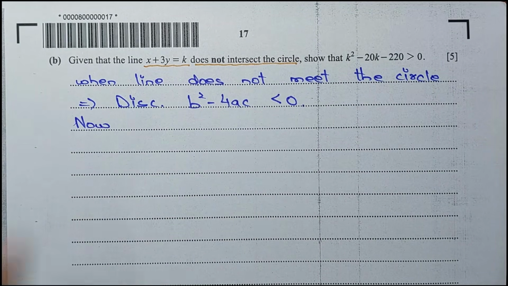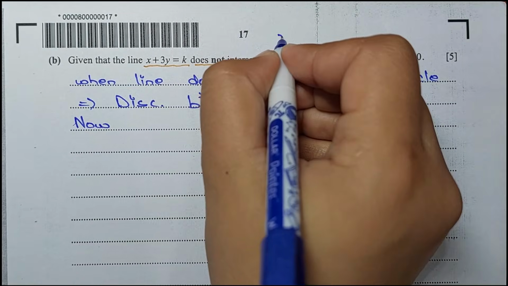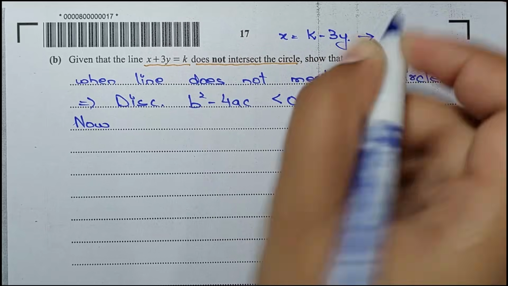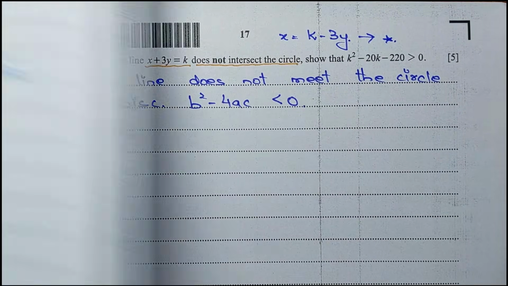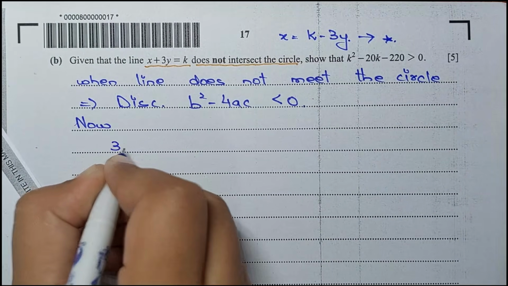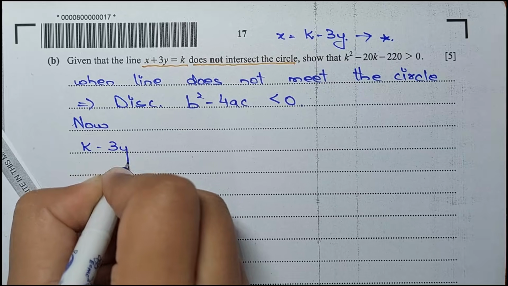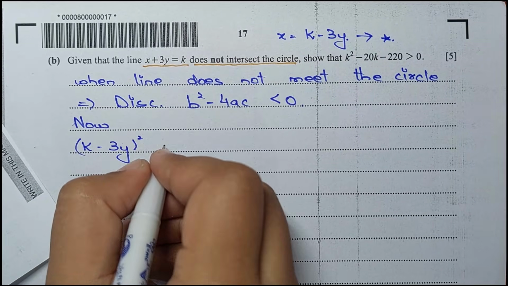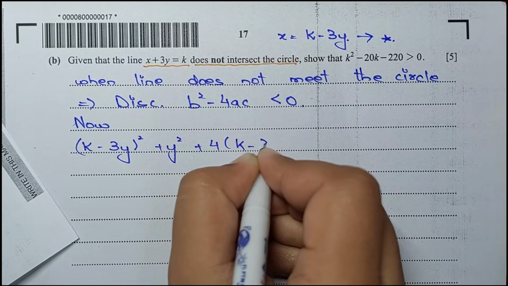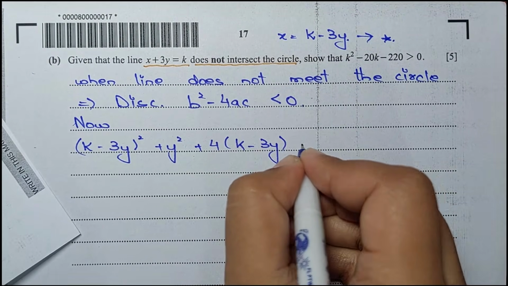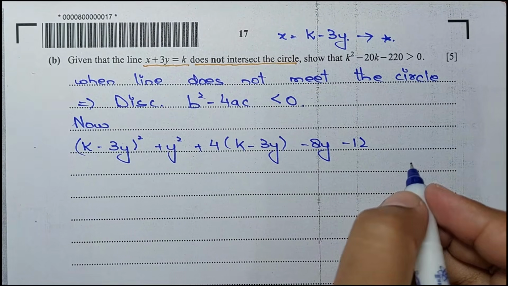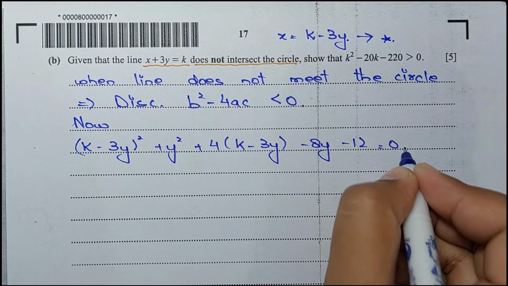Now let me simplify the equation of circle. The line we can say is x equals k minus 3y. This is the line. Just substitute the x value over here, x square and x. So x square is k minus 3y, its whole square, plus y square plus 4 into k minus 3y, minus 8y minus 12, this is 0, right?